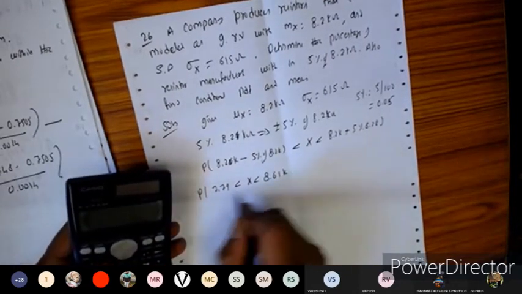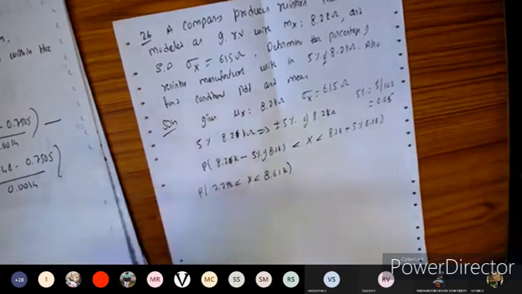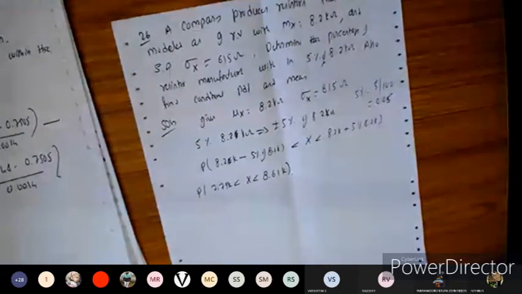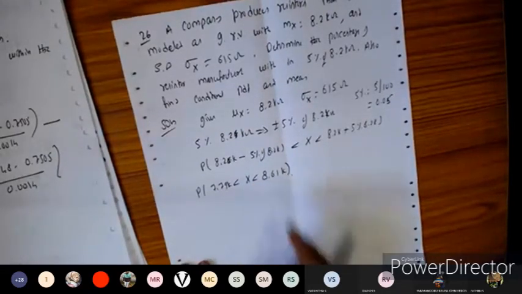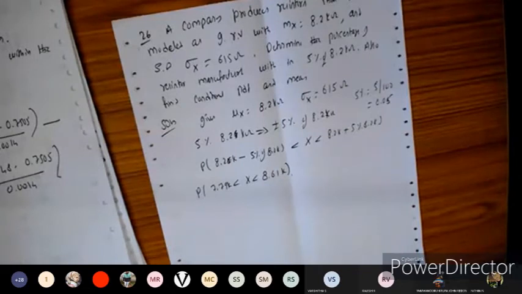8.61 kilo you will get here. For this probability, you can find the answer here. So 7.79 kilo is less than x is less than 8.61 kilo. Then you can do the calculation here. Done.